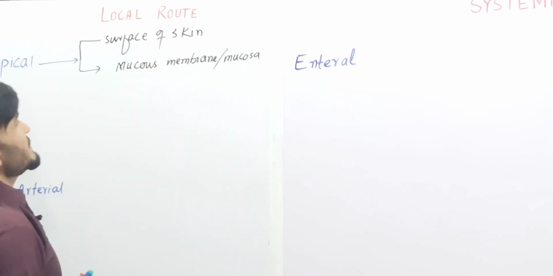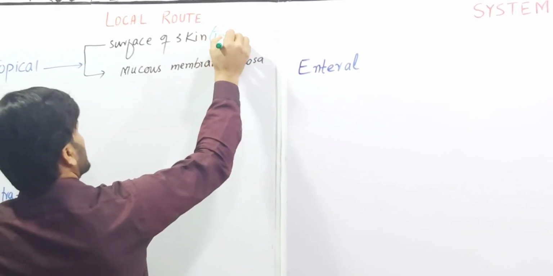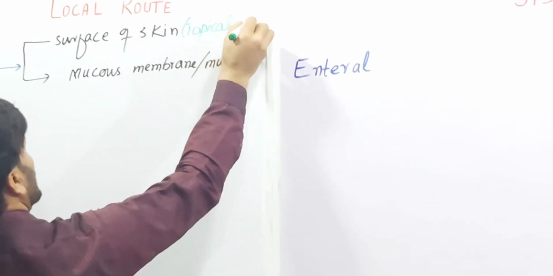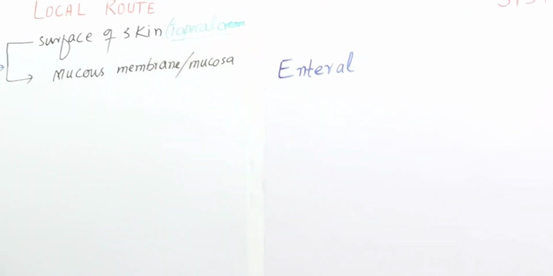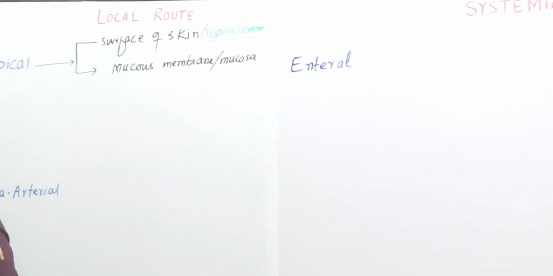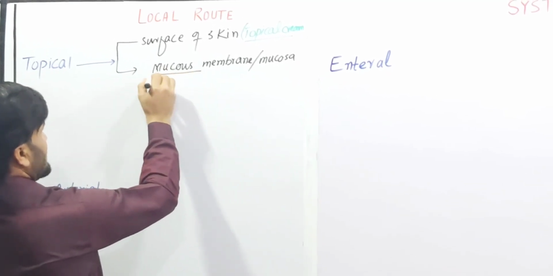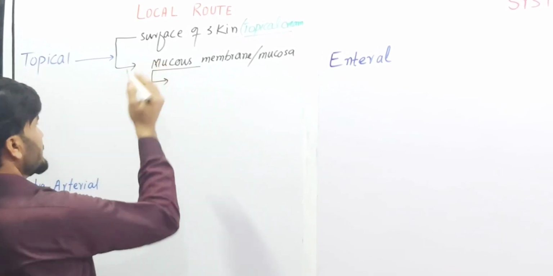Different anti-inflammatory drugs and antibiotics, topical creams and lotions and sprays are applied on the surface of the skin. So this is the topical route. Mucosal administration is further subcategorized into different routes.